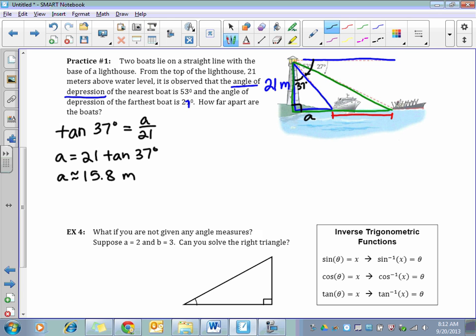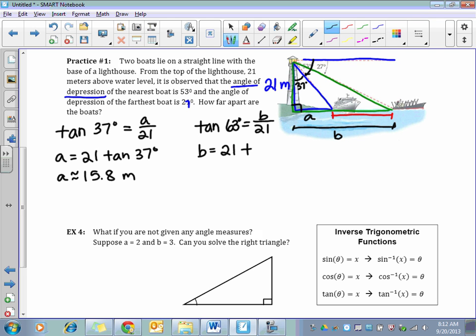Now we want to find B, which is in the green triangle. And this will be the distance to the farther boat. So again, I'm going to use that same idea where I'm finding the complement of 27 degrees, the angle of depression. And that complement gives me 63 degrees. So I'll use tangent of 63 degrees equals the opposite, again over the same 21 meters, because that's the height of the lighthouse.